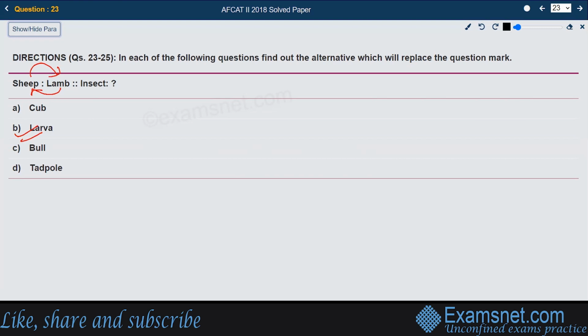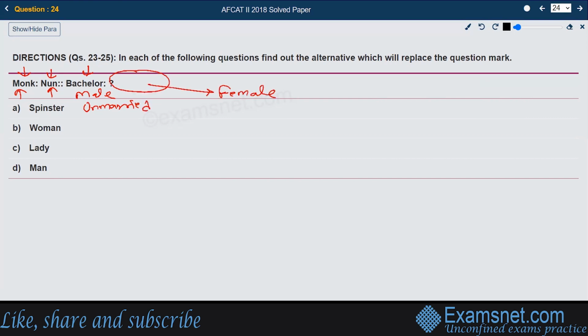Cub, bull, and tadpole are not the right ones. Next, monk is to nun, bachelor is to what? So, monk is a saint person, nun is the female saint person. Okay, so monk is a male saint person, nun is a female saint person. So, bachelor is a male who is unmarried. So, we have to find a female bachelor. Okay, this is how the connection has been developed.